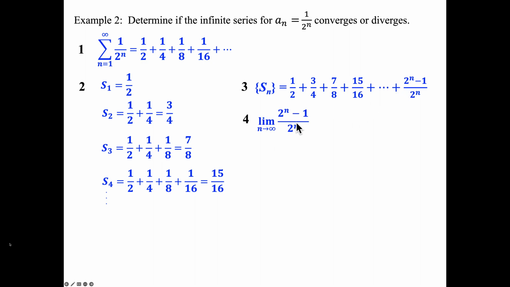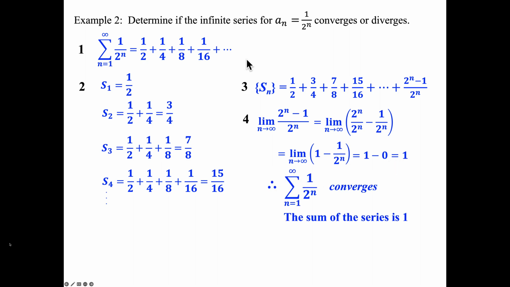So again, if we take the limit of the partial sum sequence, we can write this as two fractions: 2 to the n over 2 to the n, minus 1 over 2 to the n. As n goes to infinity, we can do some simplifying. This will become a 1, and this limit is going to become 0. So 1 minus 0 is 1. So not only does our summation up here converge, but we've just found the sum of that series. As this goes out to infinity, it adds up to be 1.